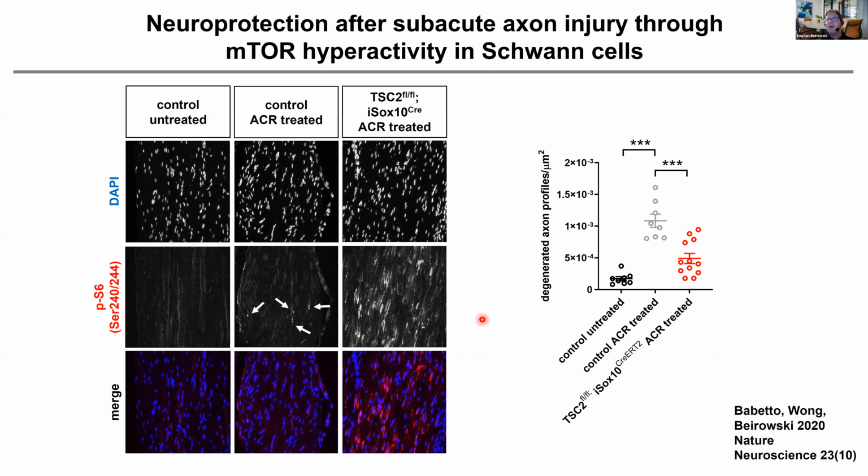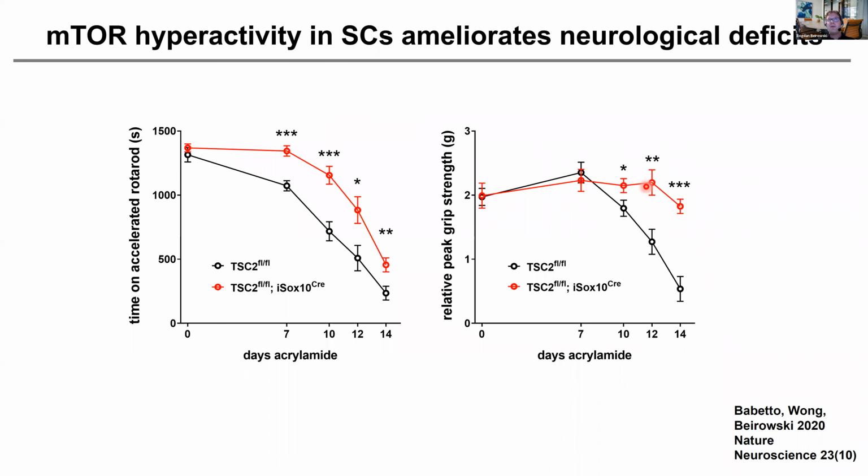And indeed, we found that the number of degenerated axon profiles in the TSC2 mutants is significantly reduced compared to control animals treated with acrylamide. So we can really achieve neuroprotection in the subacute model of neurodegeneration. Intriguingly, this does not only translate into structural axon protection, but also into improved behavior of the mice. I hope you can appreciate that here.